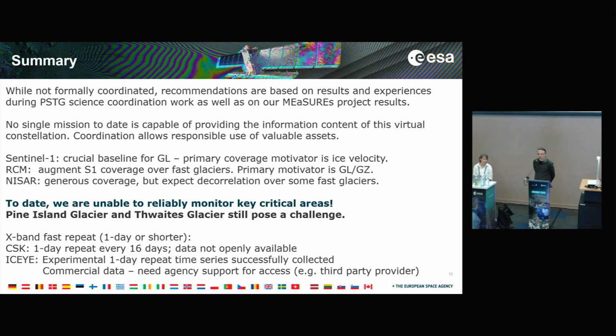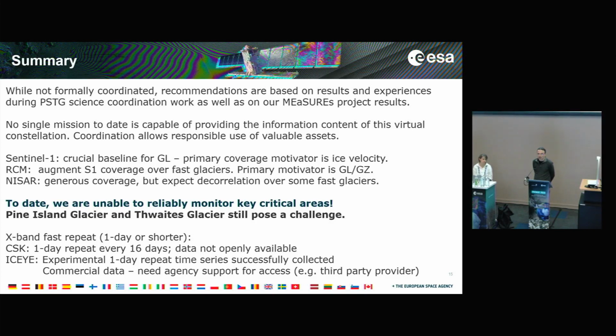Sentinel-1 provides a crucial baseline data set for grounding line measurements. The primary coverage motivator is ice velocity, so grounding line is a nice add-on because we have the coastal coverage right there. RCM is a great mission to augment Sentinel-1. We both are X-band missions.